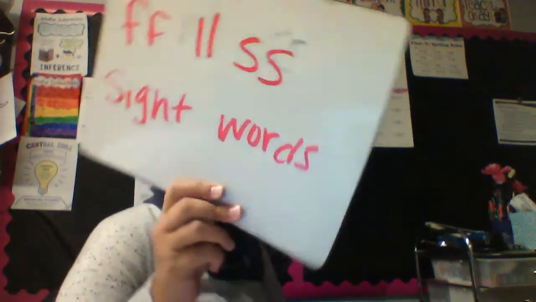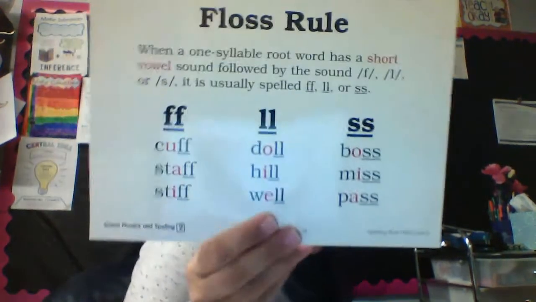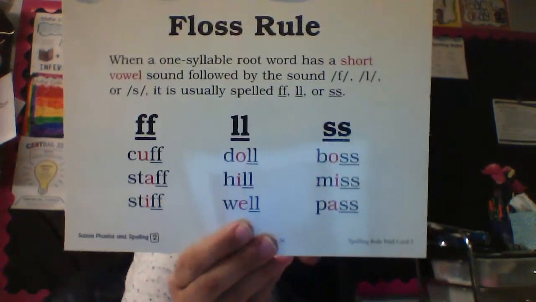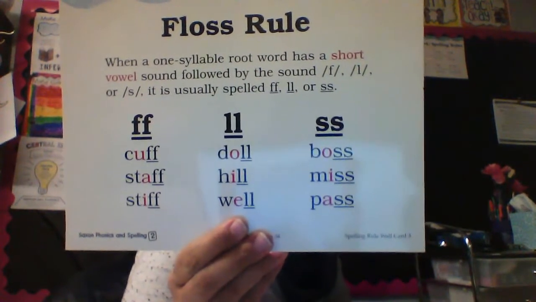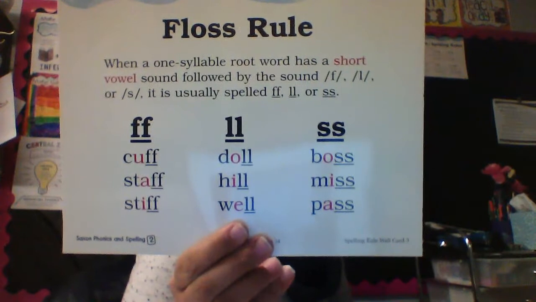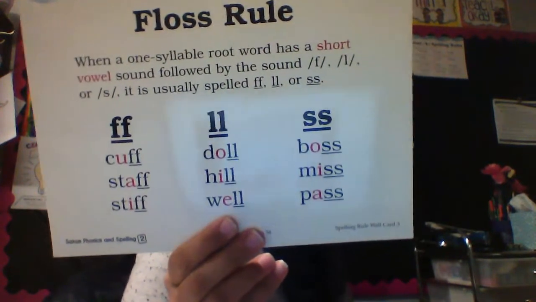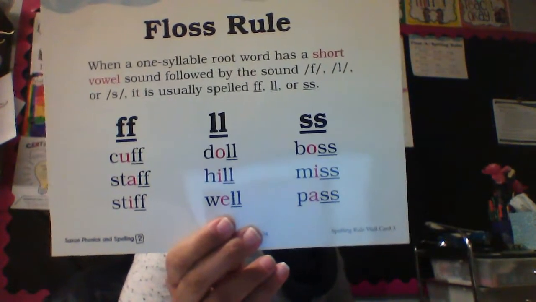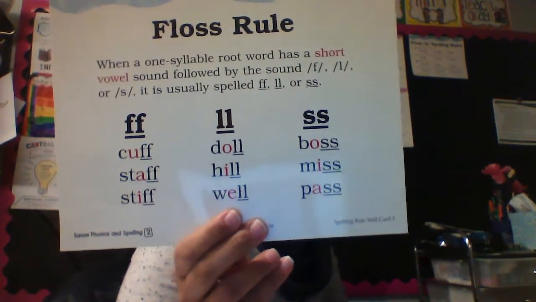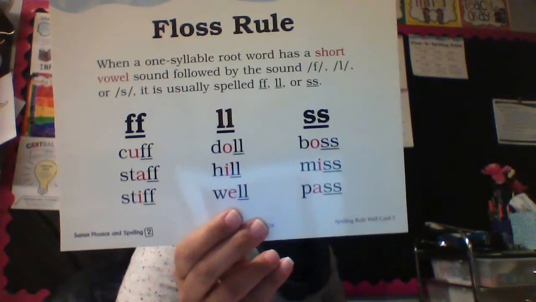Let's look at the words in the first 3 columns. What do you notice that's alike in all of these words? So what's the same in all of the final position words? They all end with an FF. Very good. All the words end with double consonants, FF, LL, or SS. All words are one-syllable words. All of the words have short vowel sounds, and all of the words are root words.